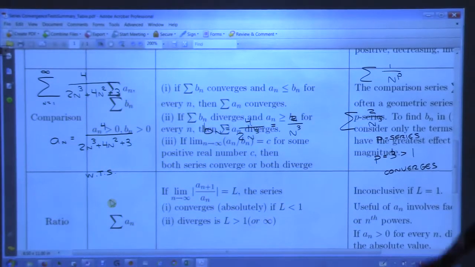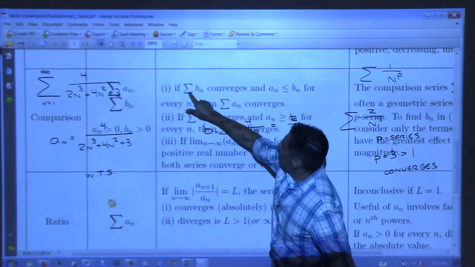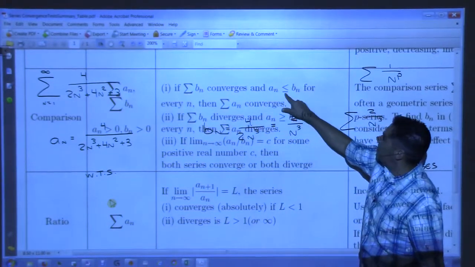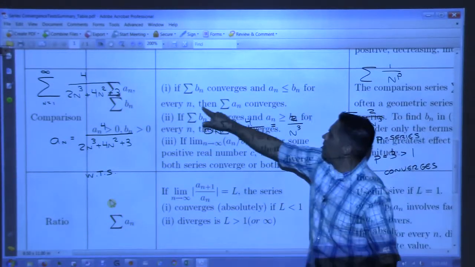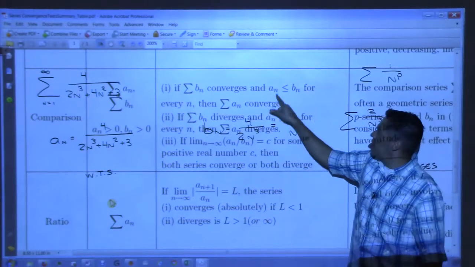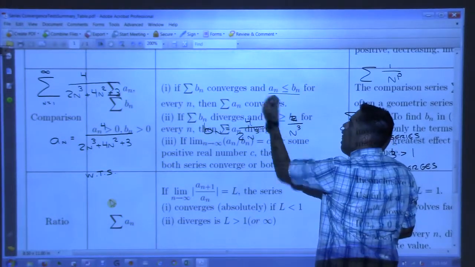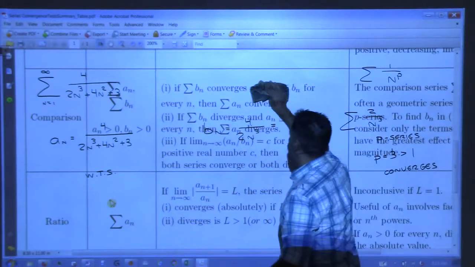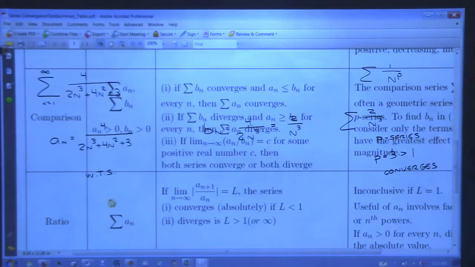Oh, it's right there. So this is a comparison. Do you see this? If B sub n converges, that's what we have, right? And A sub n is less than or equal to B sub n for every n, then A sub n converges. All right? So this tells you right there what you have to show. Okay? So that's what I need to show now. I'm not done in any sense.